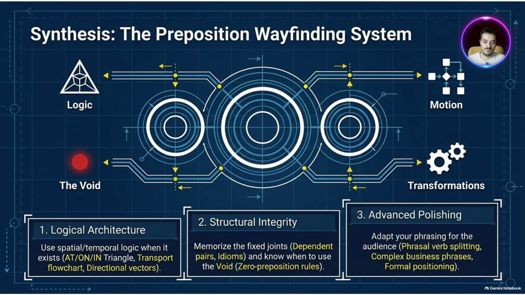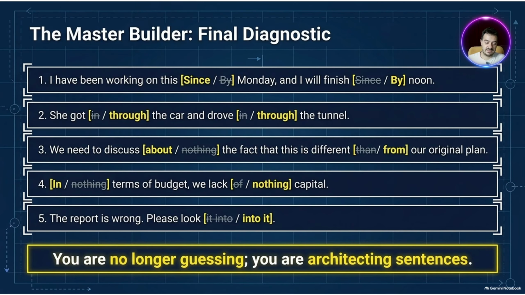And finally, we have the advanced polishing. Adapt your phrasing for the audience. Phrasal verb splitting, complex business phrases, and formal positioning. Let's master the build and the final diagnostic. The only thing that I have to mention here is that we have a few problems because this slide was generated by AI. But let's take a look at the examples.